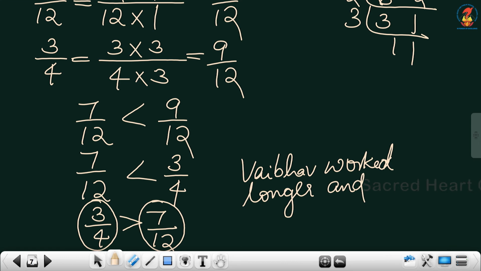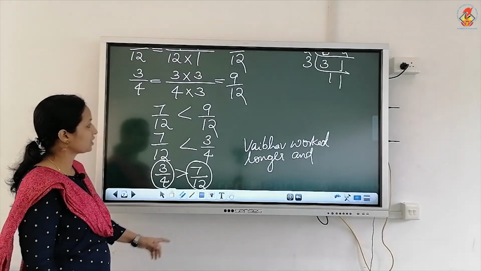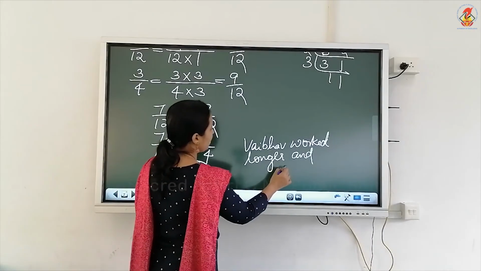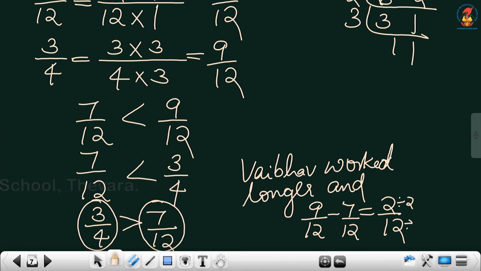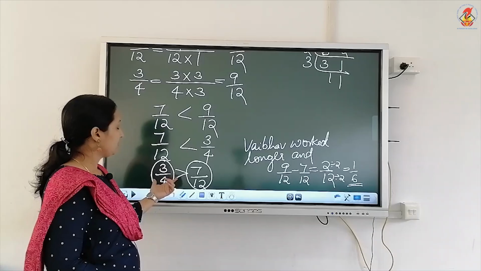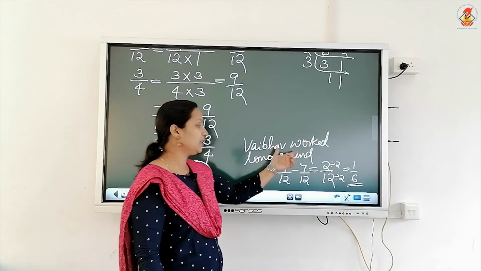And by how much? By what fraction was it longer? So how will we find that? We have to do the subtraction. 9 by 12 minus 7 by 12. What is the answer? 2 by 12. And we also studied the lowest term of the fraction. Divide by the highest common factor, 2. What will you get? 1 by 6. 3 by 4 is greater than 7 by 12, so Vaibhav worked longer.